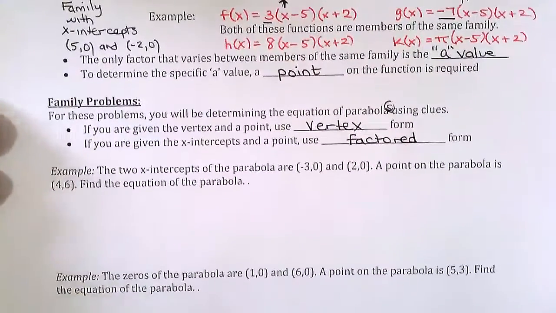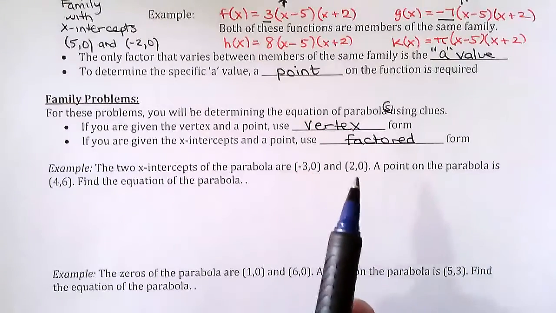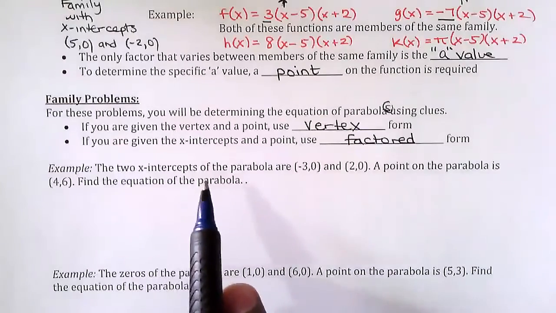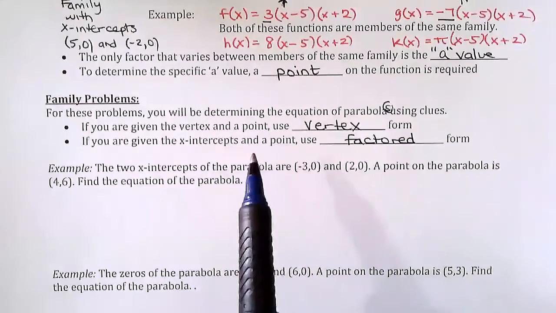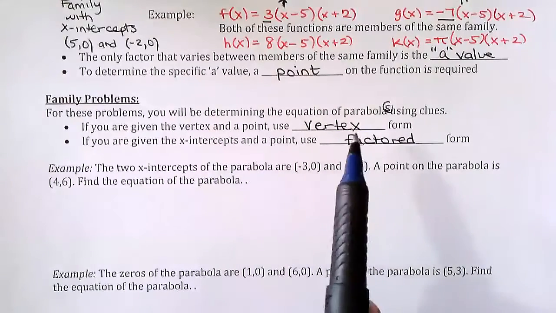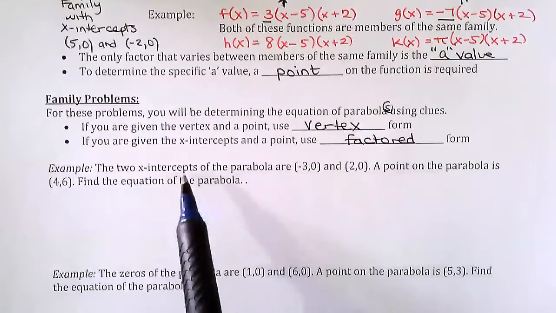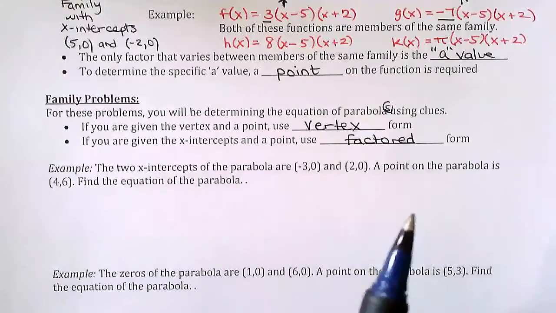So let's take a look at our first example. It says the two x-intercepts of a parabola are (-3, 0) and (2, 0). A point on the parabola is (4, 6). Find the equation of the parabola. First thing you want to do is essentially look at these rules. Are you going to use vertex form or factored form to determine your equation? Because we were given two x-intercepts and a point, we are going to go with factored form.